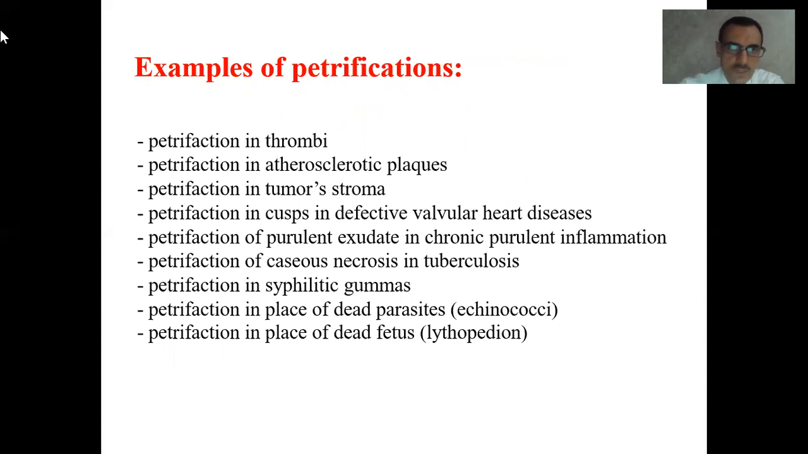The examples of petrification: petrification in thrombi, in atherosclerotic plaques, in tumor stroma, in cusps in defective valvular heart diseases, petrification of purulent exudate in chronic purulent inflammation, petrification of caseous necrosis in tuberculosis, petrification in syphilitic mass, petrification in place of dead parasites, for example the echinococci, and petrification in place of a dead fetus. We call this the lithopedion.